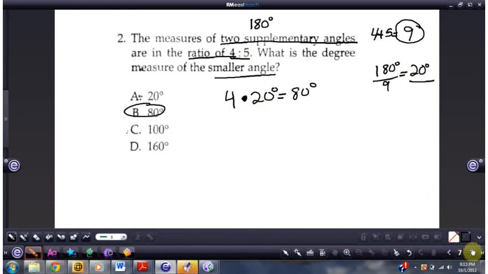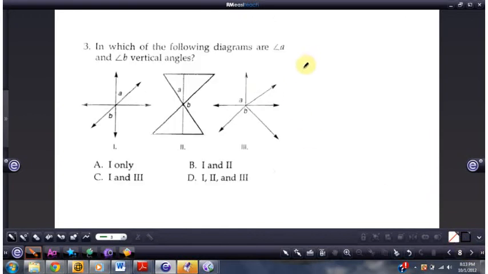Okay, next question. In which of the following diagrams are angle A and angle B vertical angles? Now, vertical angles are angles that are made by two intersecting lines, and then the angles that they form are actually congruent. So this angle would equal this angle would equal this, and these are vertical angles because they are formed using the same lines, which means what you need to do is decide whether or not angle A and B are formed using the same lines.